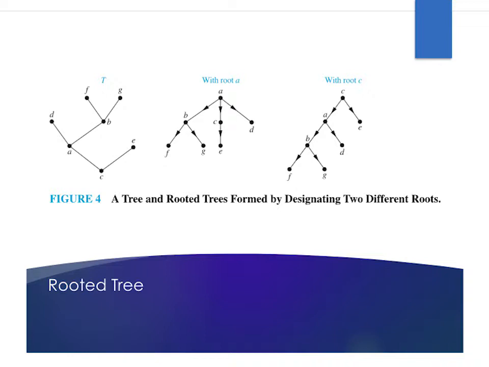A vertex of a rooted tree is called a leaf if it has no children. Vertices that have children are called internal vertices. The root is an internal vertex unless it is the only vertex in the graph, in which case it is a leaf. If A is a vertex in a tree, the subtree with A as its root is the subgraph of the tree consisting of A and its descendants and all edges incident to these descendants.